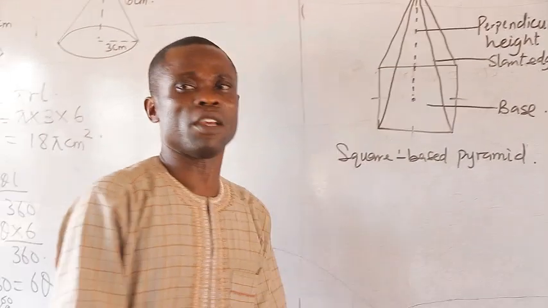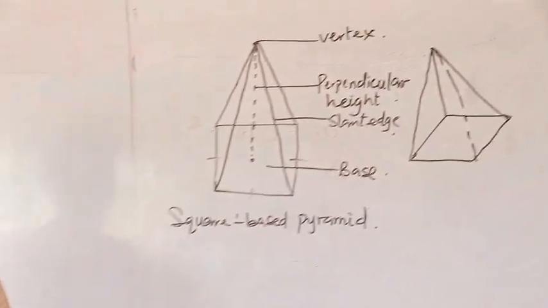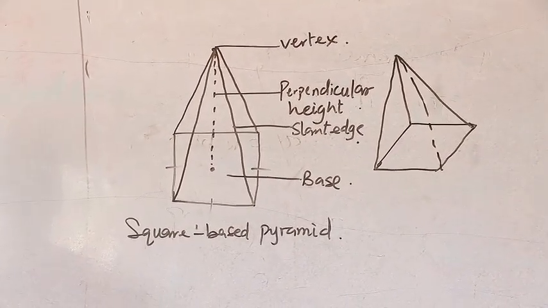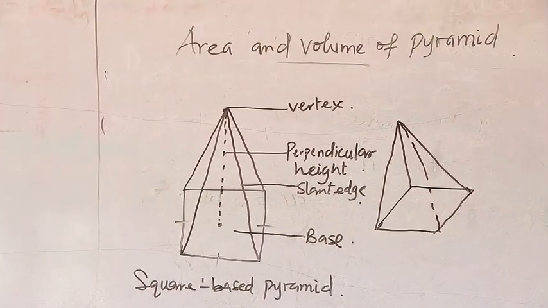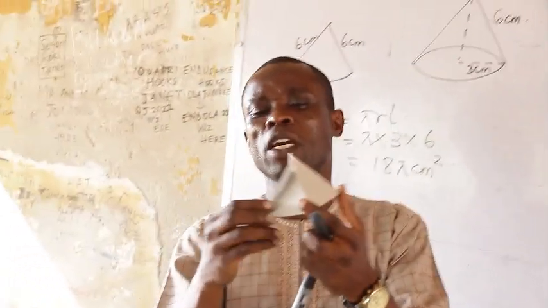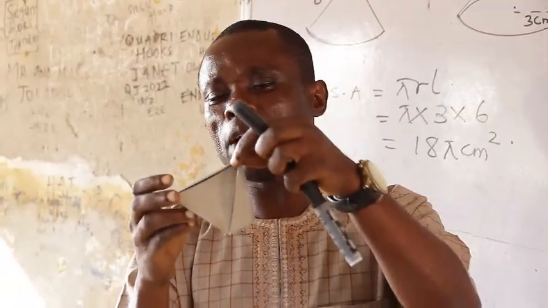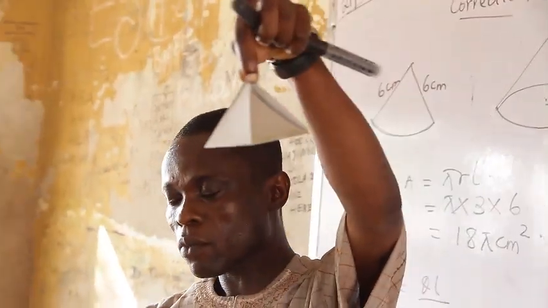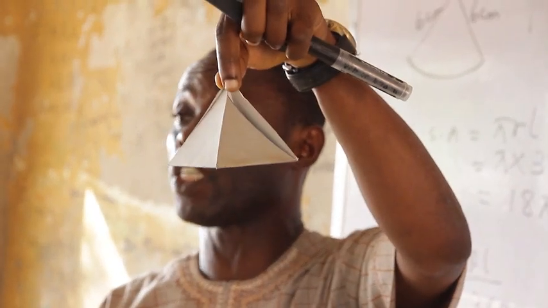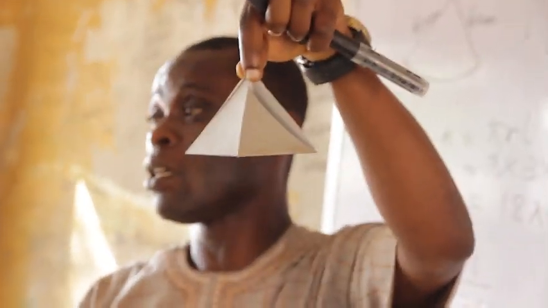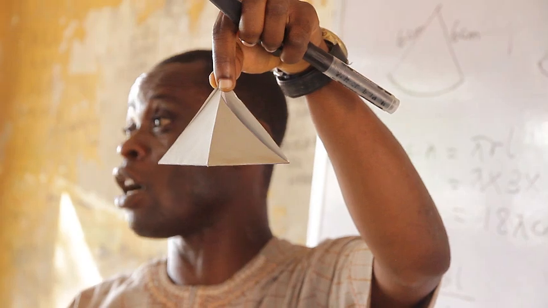So if the base is a rectangle, rectangular base pyramid, circular base pyramid, and so on and so forth. So let me just show you the model of this. Look at this. I use paper to make this pyramid. This is a pyramid now. And I want you to study this pyramid very well because there is no special formula for finding area of this or total surface area of this pyramid.